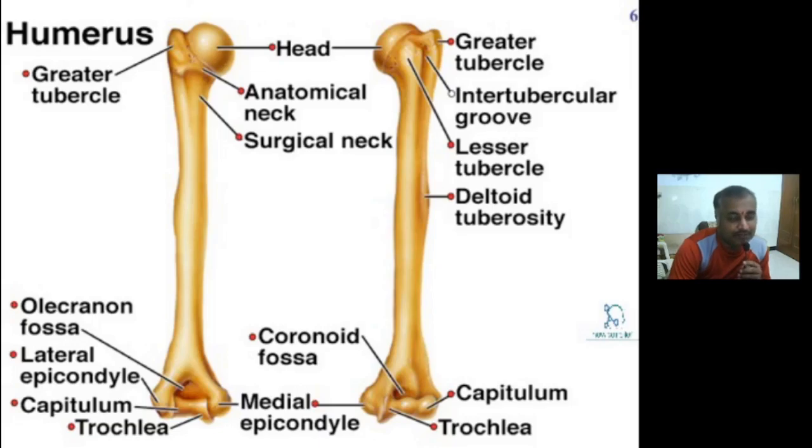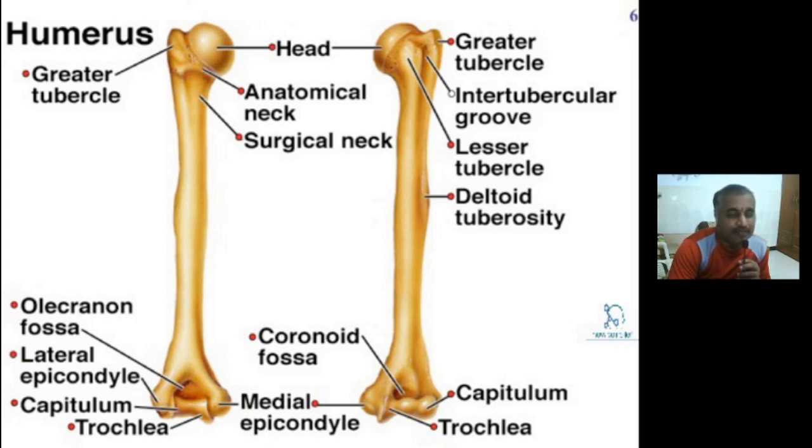Hello friends, today we are going to learn about the anatomy of the bone of the arm, that is the humerus. The humerus is a long bone of the body and it has got upper end, shaft and lower end. This is the posterior view of the bone and this is the anterior view of the bone. What are the parts of the humerus?